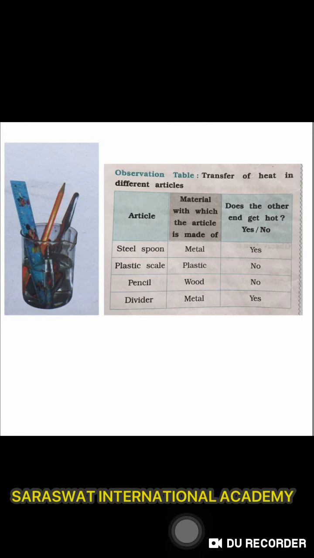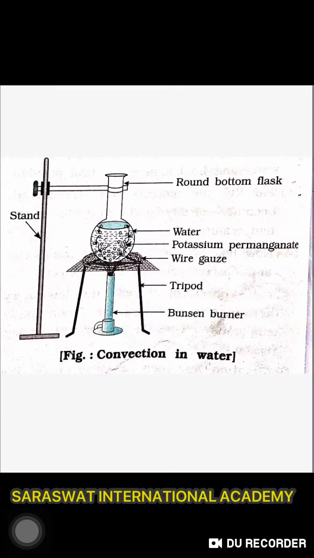From this, we conclude that metals are good conductors of heat and materials such as plastic or wood are bad conductors of heat, and they are also known as insulators. So, good conductors of heat are metals, and the bad conductors of heat are plastic and wood in this activity, and they are known as insulators. Water and air are poor conductors of heat.